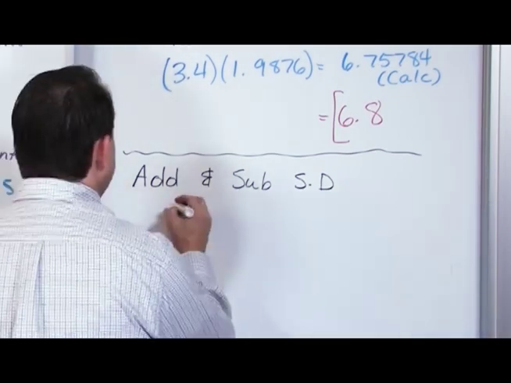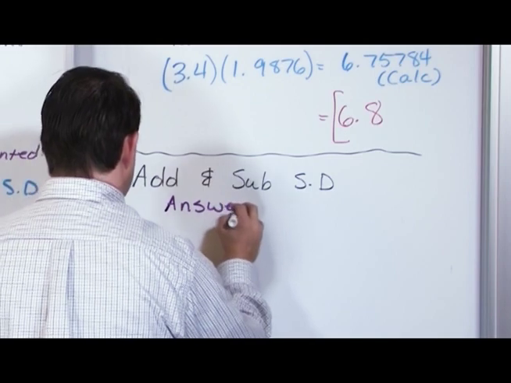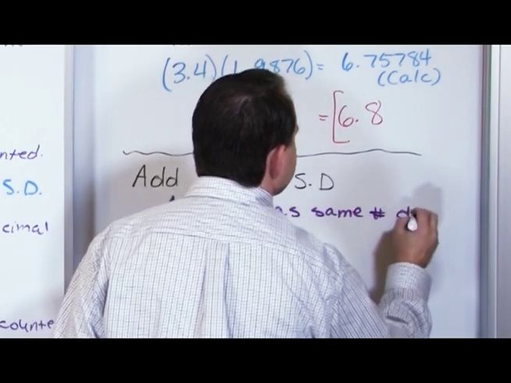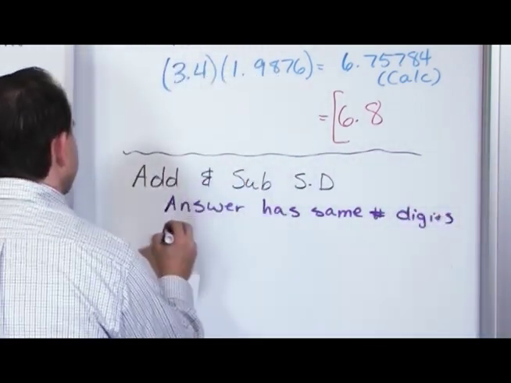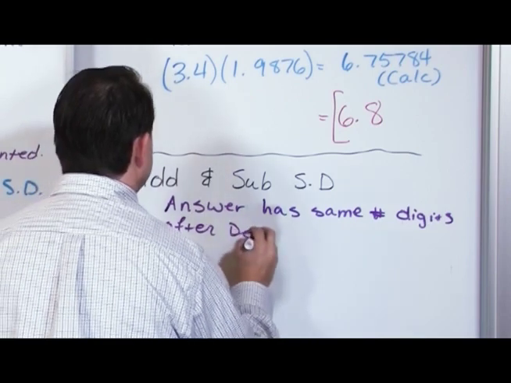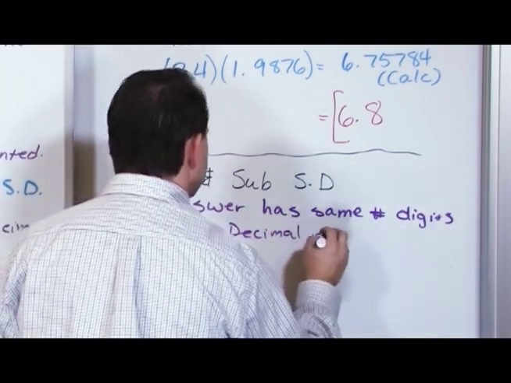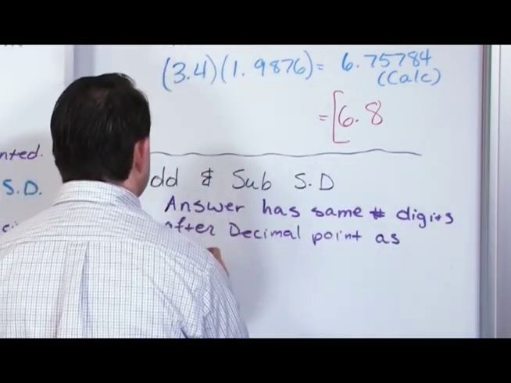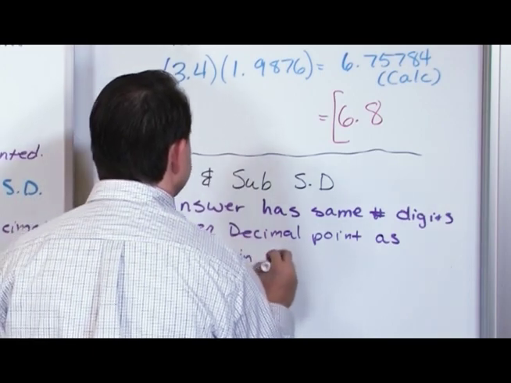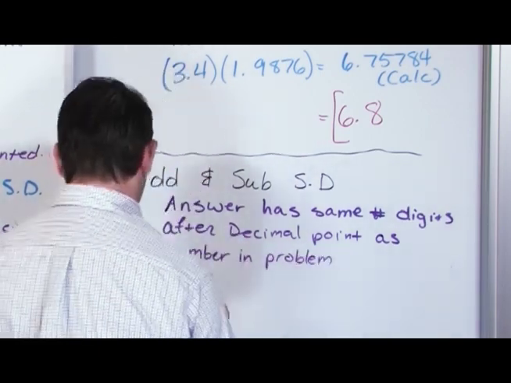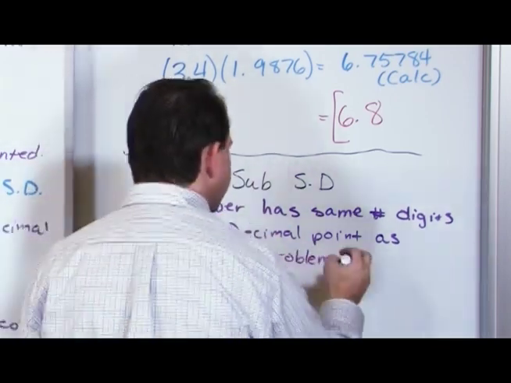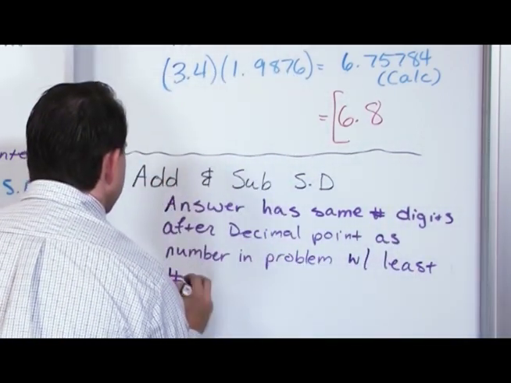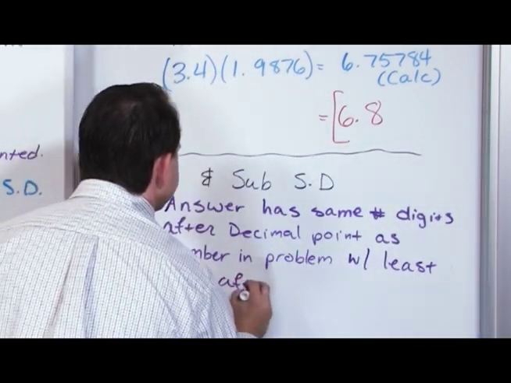All right, the answer has the same number of digits after the decimal point as the number in the problem with the least number of digits after the decimal.